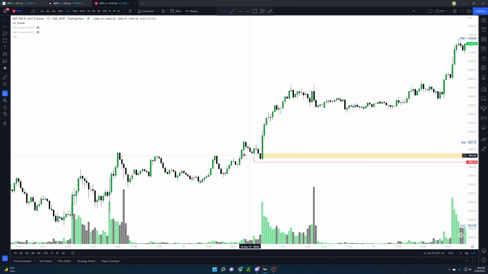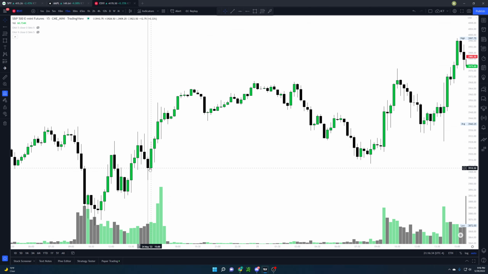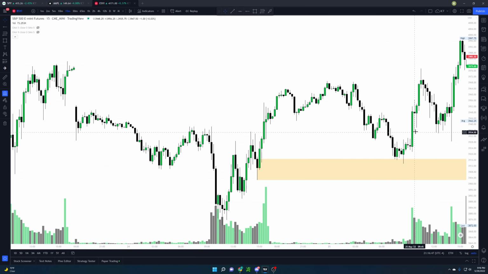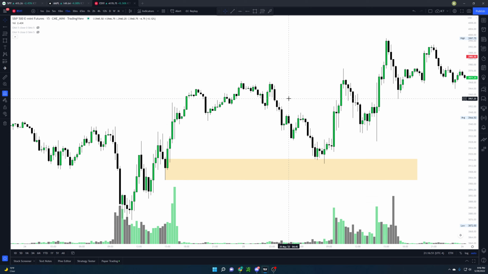All right, so that's a demand. Just showed you guys a supply right there. This is going to be another demand zone right here. So we have a large move. Identify the candle right before the large move, this red one right here. So we take it from the top of the body, bottom of the wick, extend it out. Look at that.